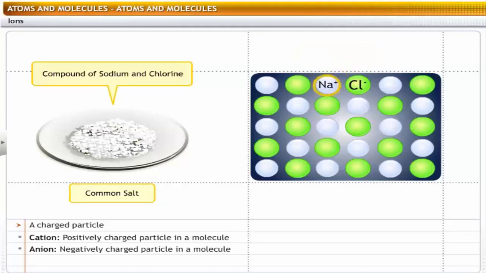The positively charged particle is called a cation. On the other hand, the negatively charged particle is referred to as an anion.